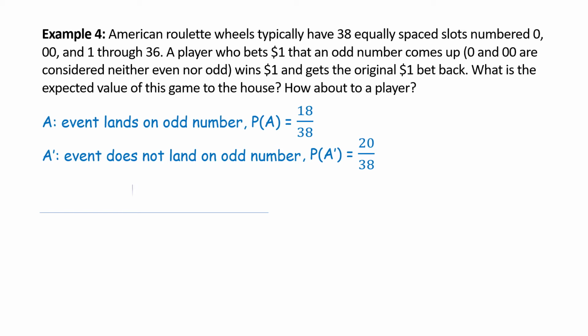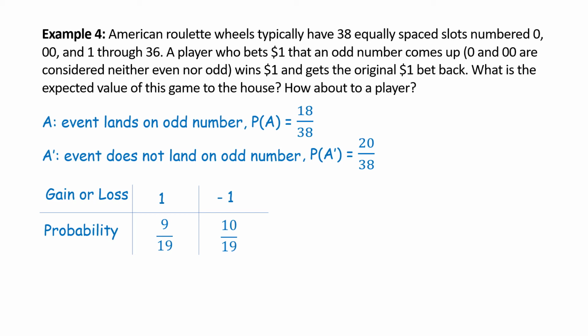I'll draw a horizontal line and 2 vertical lines. I'll label the first entry as your gain or loss and the probability of that likelihood. If you gain, that's $1. And let's go ahead and reduce 18/38 to 9/19. And the loss is you lose $1, and we'll reduce the probability 20/38 to 10/19.